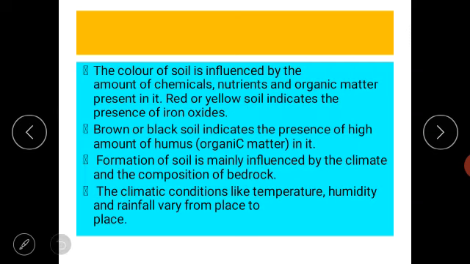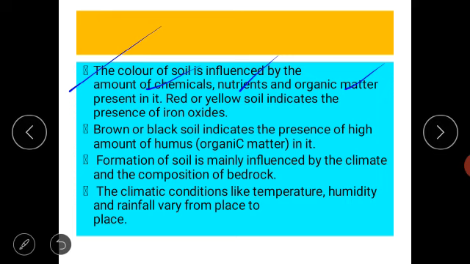Yes, we have seen black colored soil, red colored soil, and the combination of red and black. Depending upon the other minerals, the color of the soil also changes. The color of soil is influenced by the amount of chemicals, nutrients, and organic matter present in it.